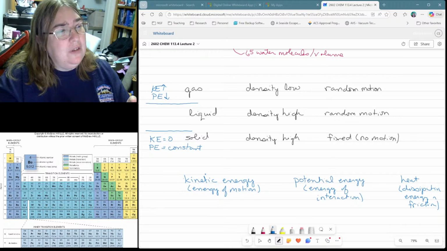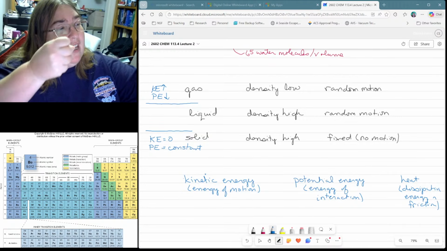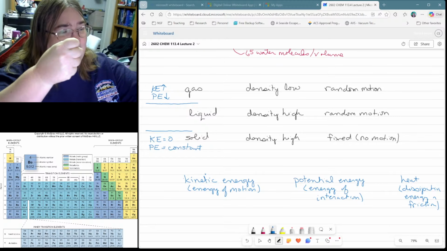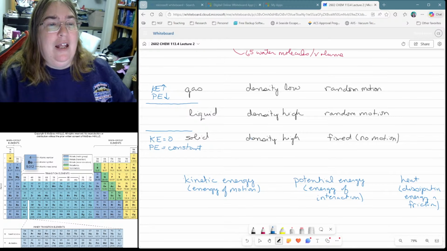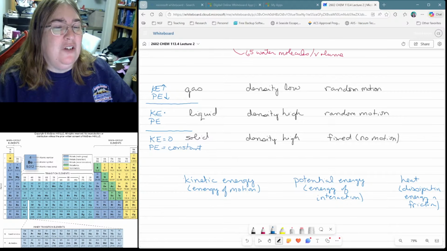And the potential energy is fixed. It's a constant, and that's because the molecules are fixed at a certain distance from each other. So the way they interact is fixed because they're not moving. Liquids have kind of medium. Liquids kind of have a kinetic energy and a potential energy that are similar.